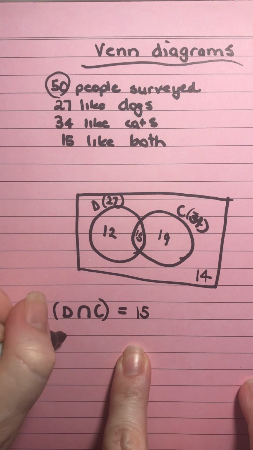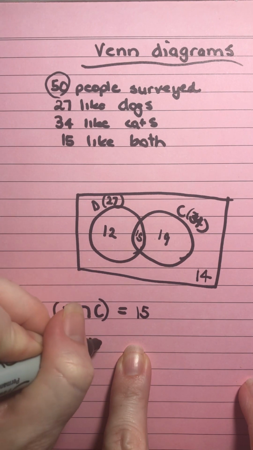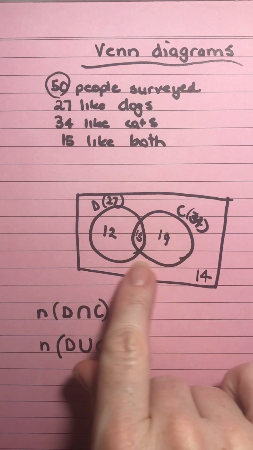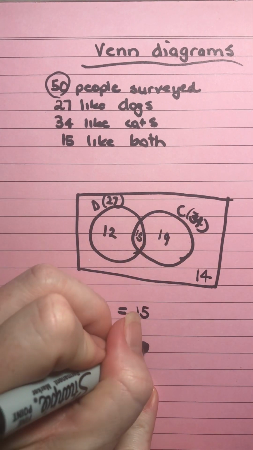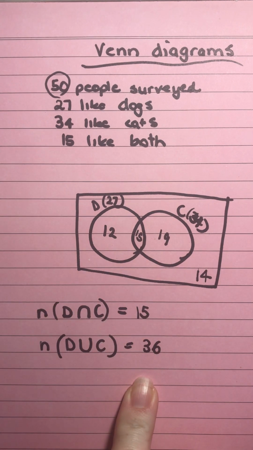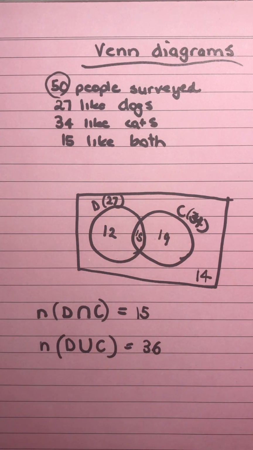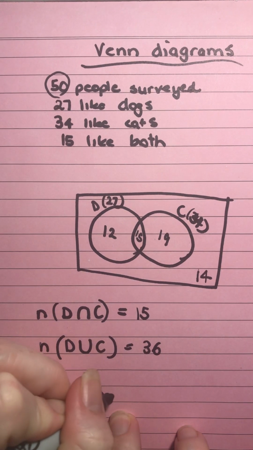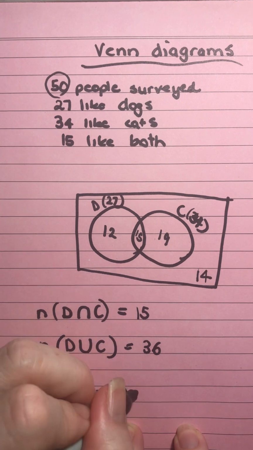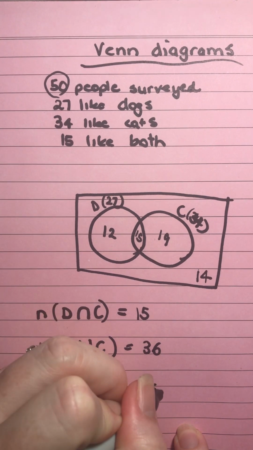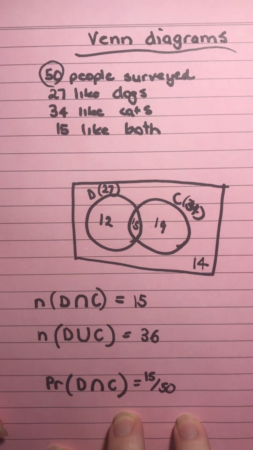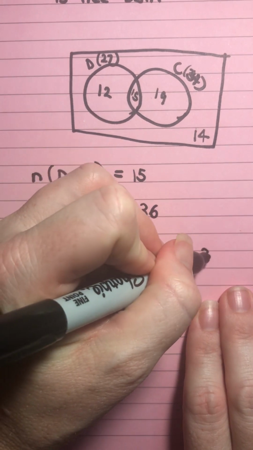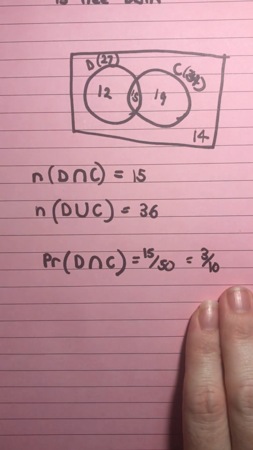If we want to know how many are in the union of D and C, that would be how many are in total in the circles, which we worked out to be 36 earlier on. Then if we want to work out some probabilities, if we want the probability of D and C, we get our 15 and put that over 50, which we can then simplify. If we divide them both by 5, we get 3 over 10.